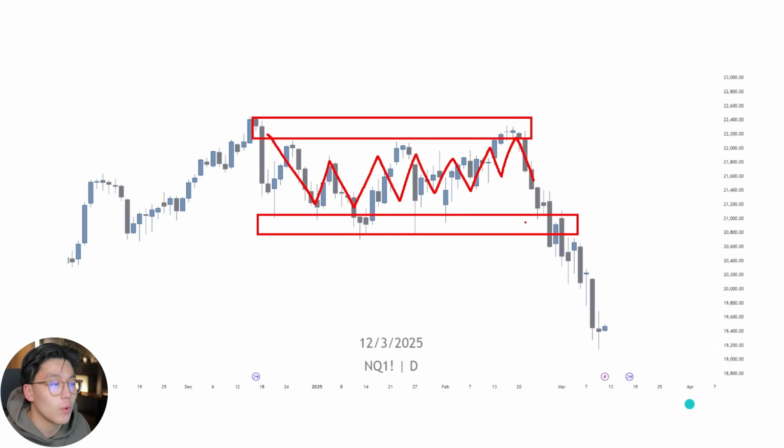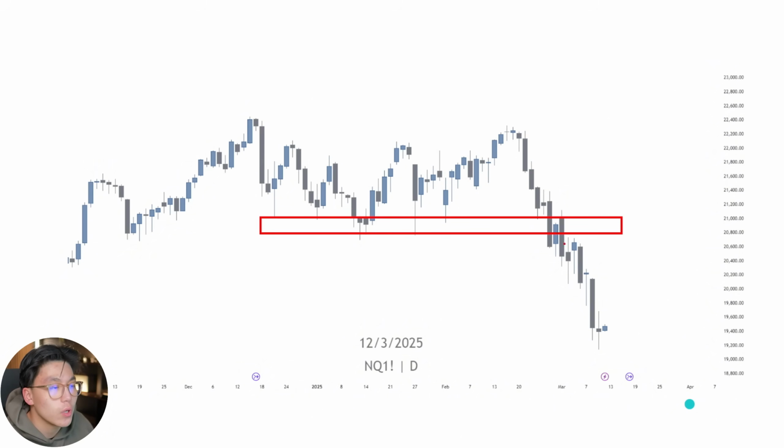But basically what happened was we ended up breaking outside of this range, recently, earlier in March. And now we're starting to go into a downtrend. Price went from the top of the range to the bottom of the range, and now we're breaking underneath it and continuing lower towards the downside. So on the daily chart in the past couple of weeks, we've been in a downtrend.